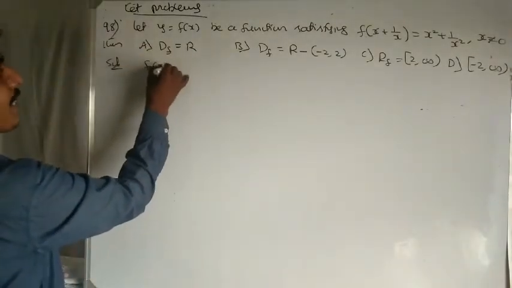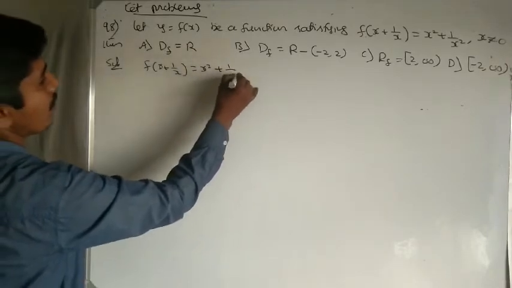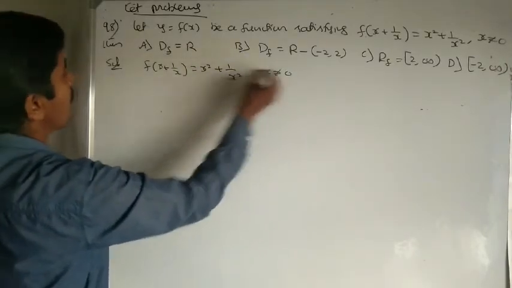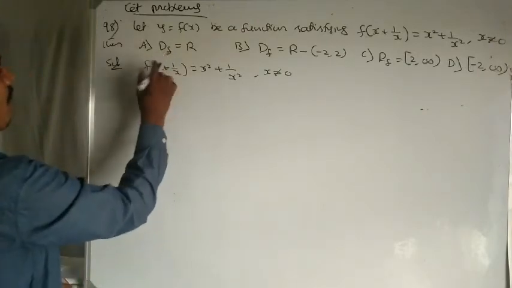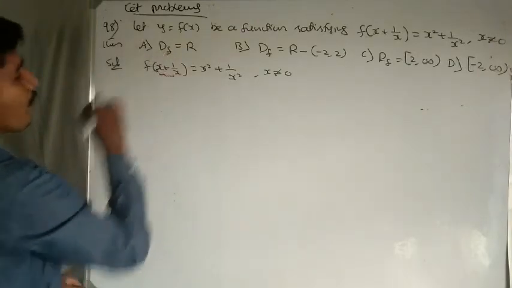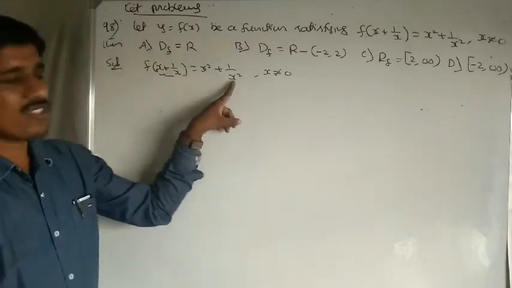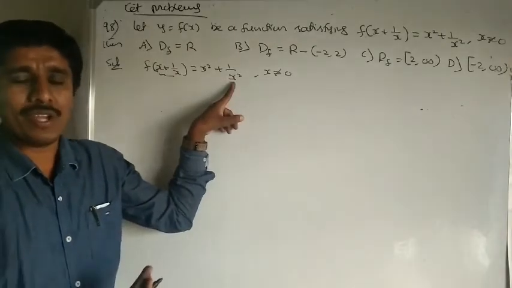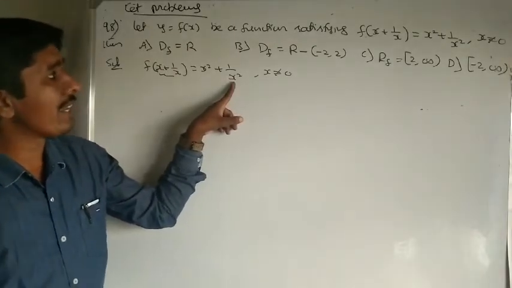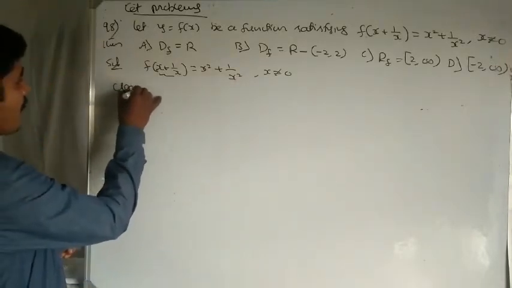So here we have f of x plus 1 by x equal to x square plus 1 by x square, x which is not equal to 0. What is the domain here, x plus 1 by x? Correct, x value is not equal to 0 because when x equal to 0, the denominator becomes 0. Denominator equal to 0 means that the ratio will not be defined. Correct.